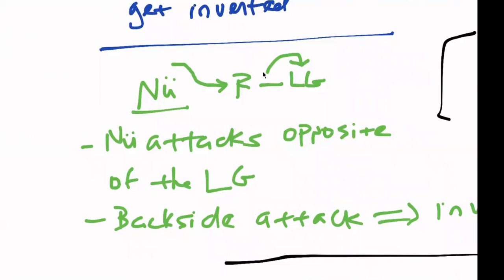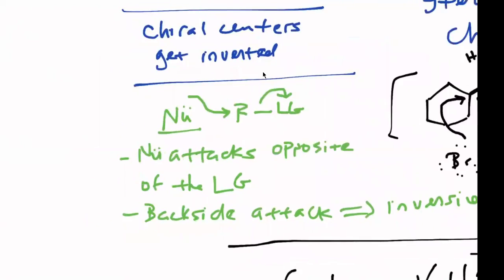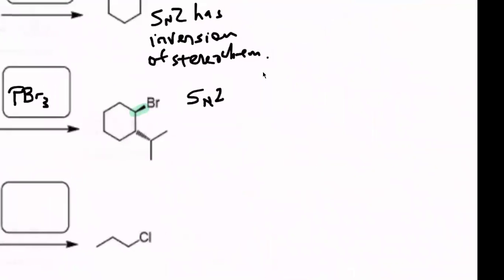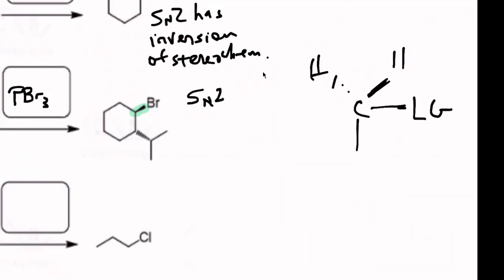Okay, thank you. So let me show you. I can put an example down here. Right. So if you have a carbon, and it's got a leaving group attached to it, right? And let's just put hydrogens here. Then your nucleophile, let's say you have a bromine coming in.